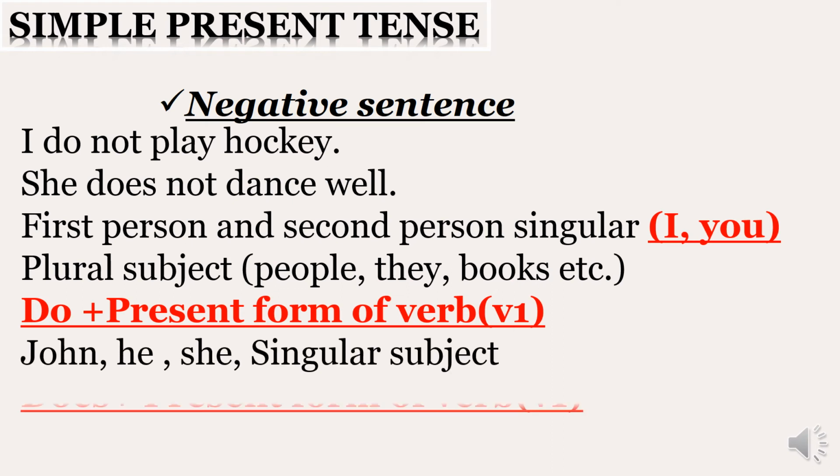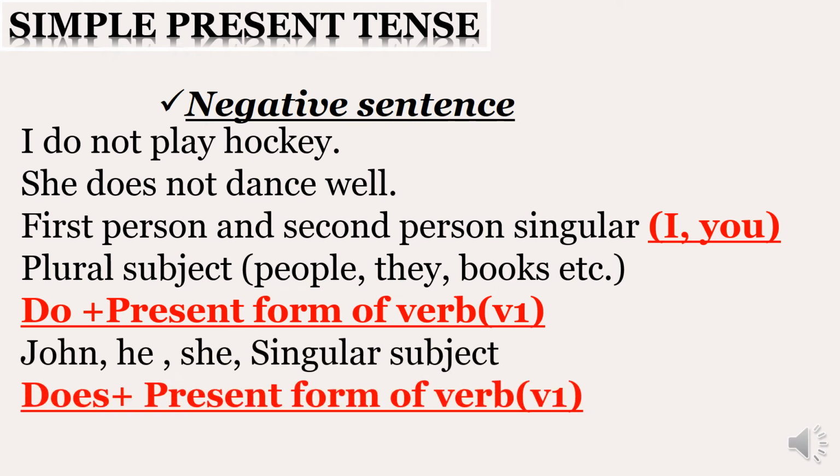With singular subjects we use does in the negative sentence, and the present form of the verb. Same as you can see in the second sentence, she doesn't dance well. Here she is singular, so we used does to make it negative, then not, then the first form of the verb, or present form of the verb.